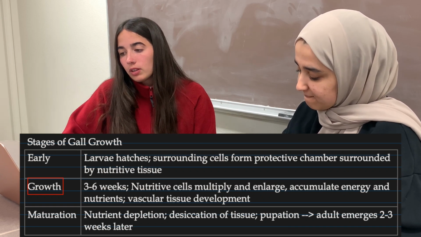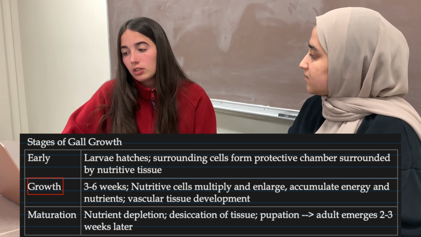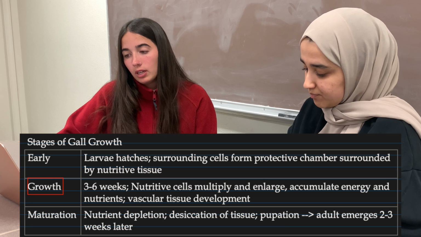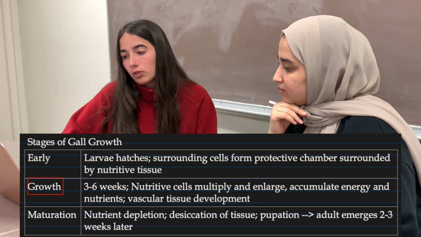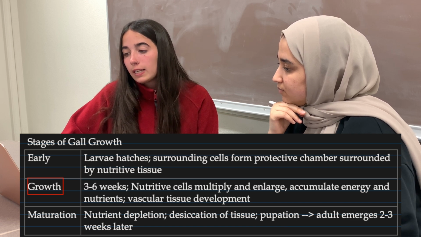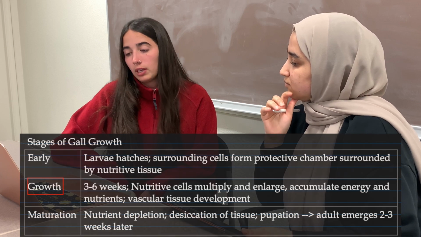Inside the gall, nutritive cells multiply and enlarge, becoming multicellular and accumulating high concentrations of lipids, carbohydrates, and nitrogenous compounds. Outside the nutritive core, gall growth proceeds rapidly by hyperplasia and hypertrophy of layers of parenchyma. Excessive development of vascular tissue occurs, which imports nutrients and water from the host plant.